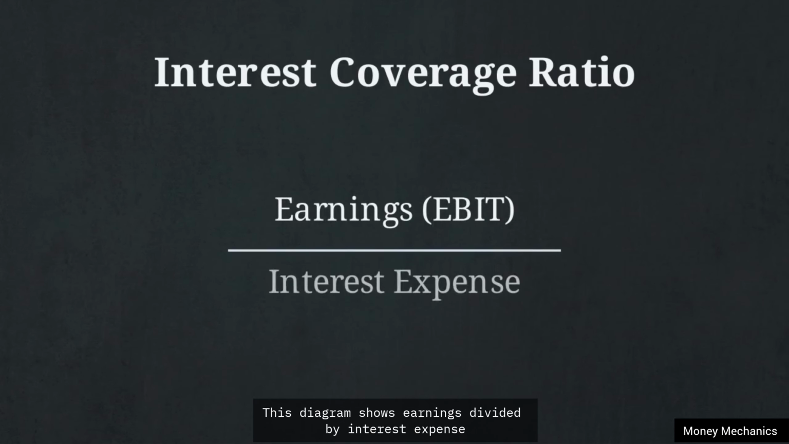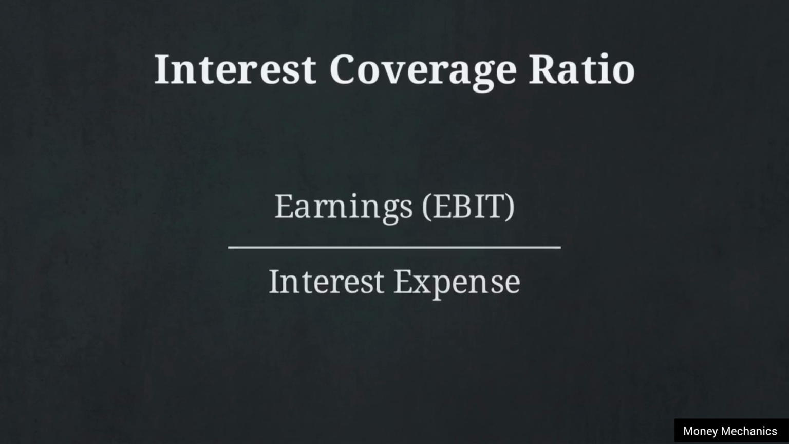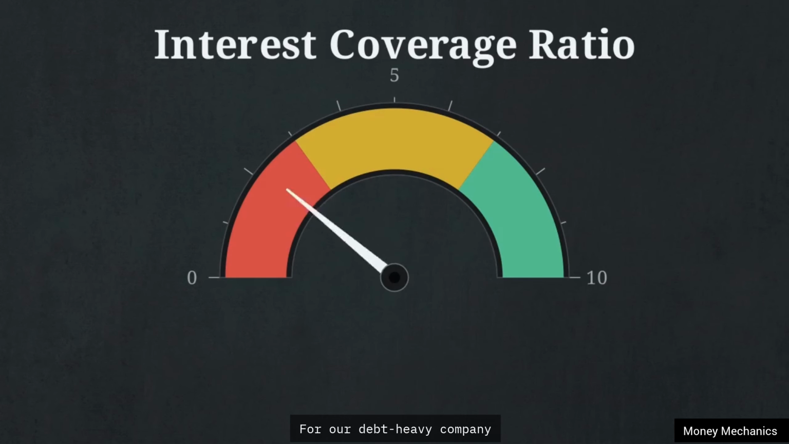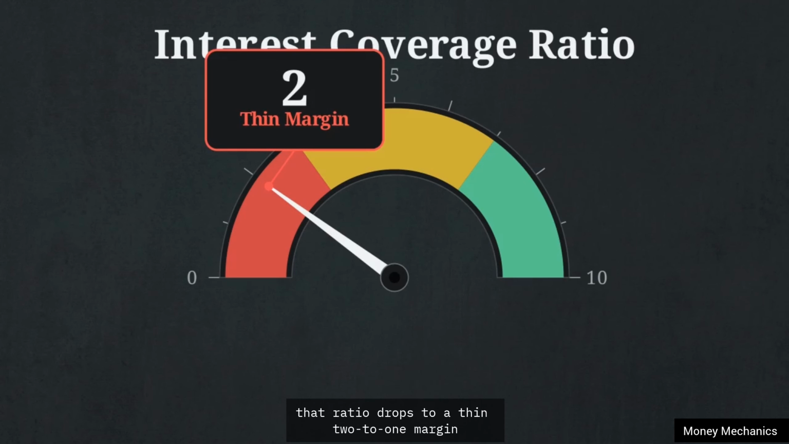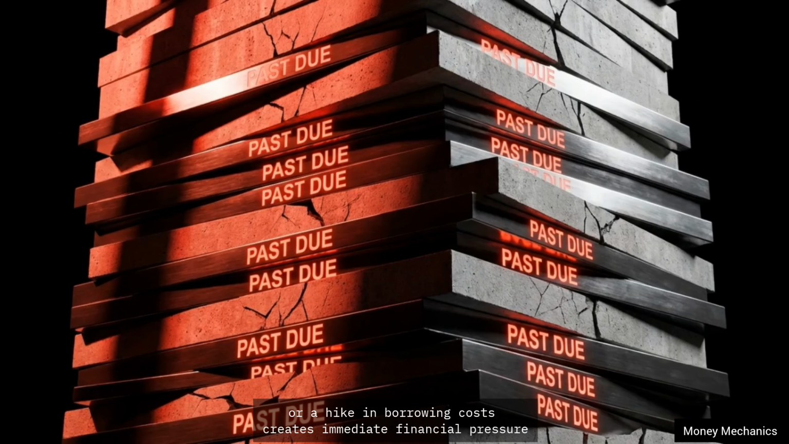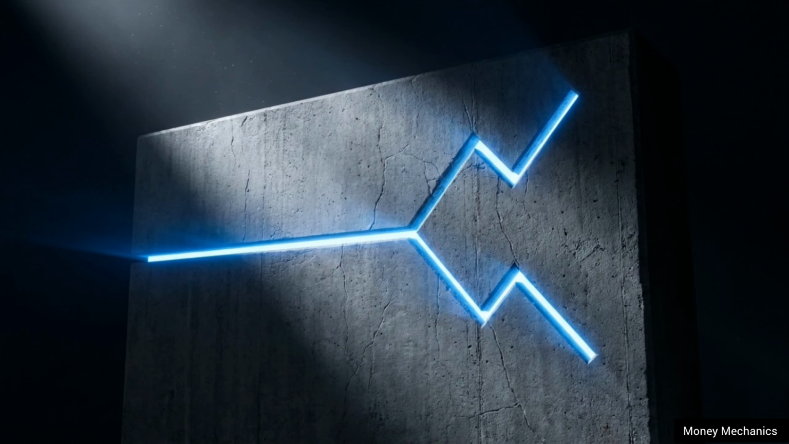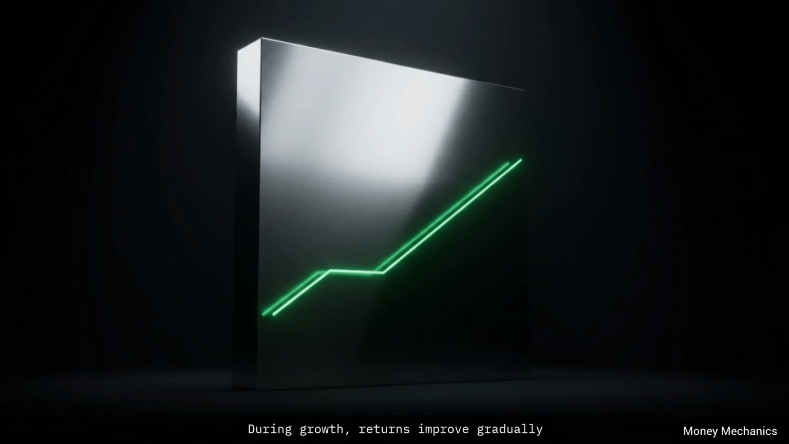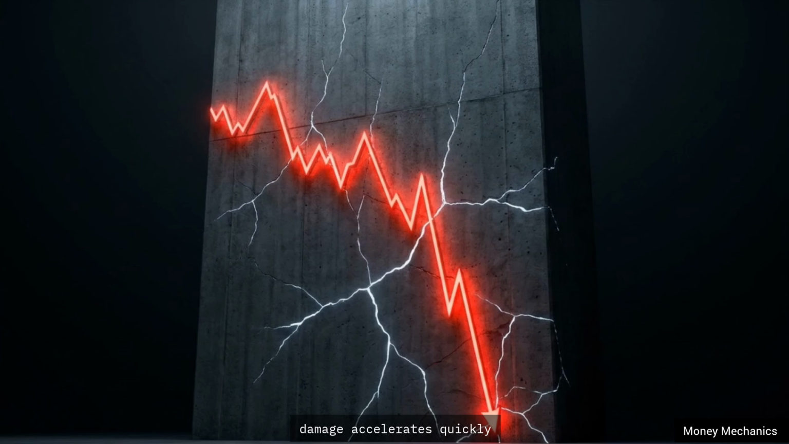This diagram shows earnings divided by interest expense. For our debt-heavy company, that ratio drops to a thin 2-to-1 margin. A ratio of 2 leaves a business with no margin for error. A small revenue miss or a hike in borrowing costs creates immediate financial pressure. Leverage creates a deep asymmetry. During growth, returns improve gradually. During a crisis, damage accelerates quickly.